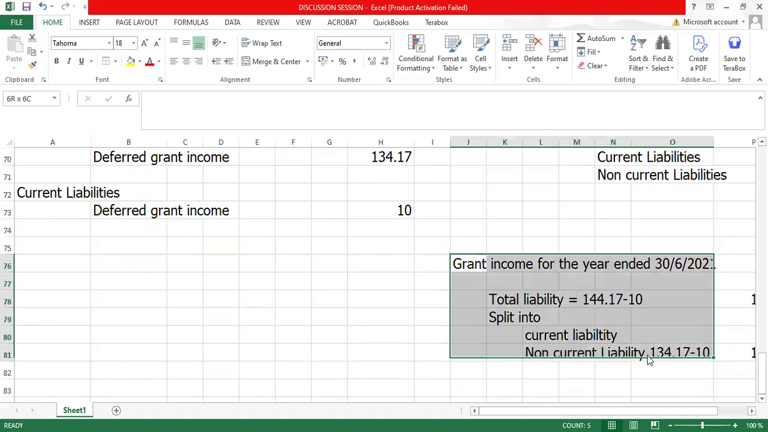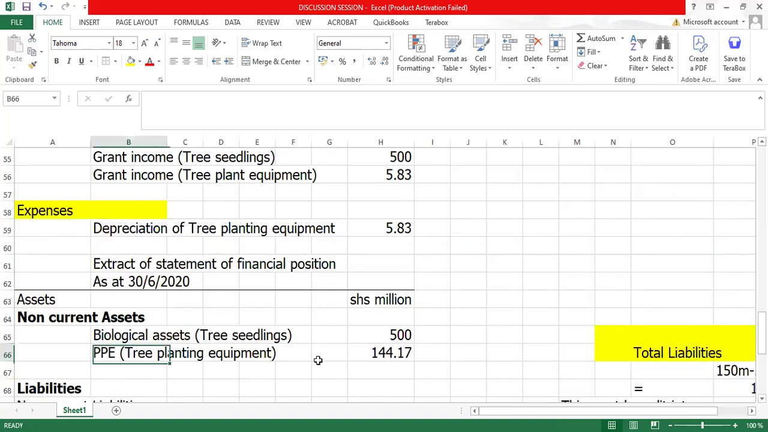Remember, as you do all this, colleagues, also keep in mind that the carrying value must be changing for every year because you're depreciating this.